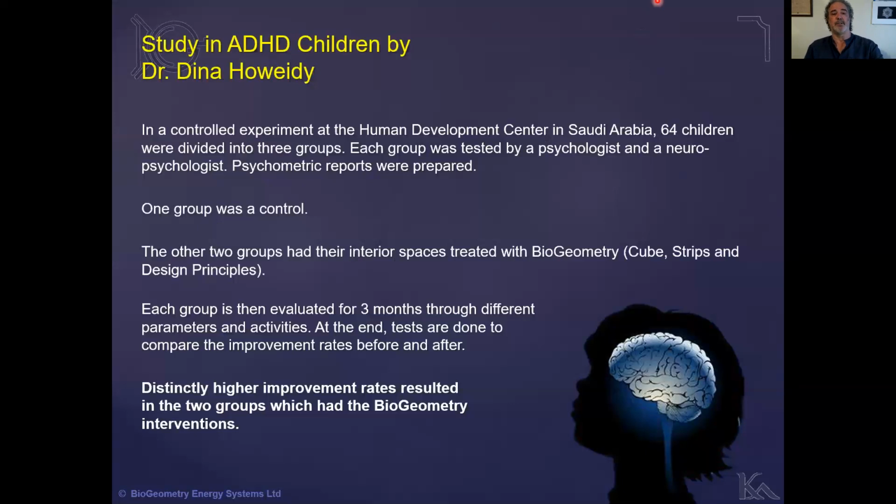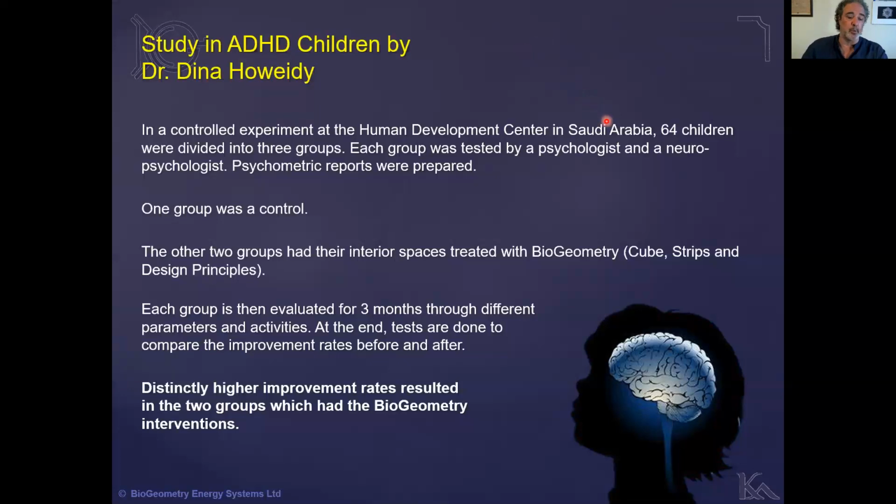So first, the study by Dr. Howady. In a controlled experiment at the Human Development Center in Saudi Arabia, 64 children were divided into 3 groups. And each group was studied by a psychologist and a neuropsychologist, and psychometric reports were prepared. So as always, one group was a control. The other 2 groups had the intervention of biogeometry, applied to the interior spaces that they were occupying. And what essentially were used was, once again, the cube, the strips, and certain principles of design. And each group was then evaluated for 3 months and various parameters studied, as we shall see.